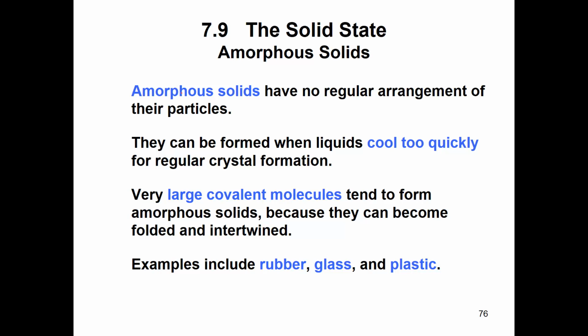Now the amorphous solids don't really have a regular arrangement. They're just packed very closely together. They can be formed when we cool solids down too quickly for them to get their nice regular crystal pattern. Very large covalent molecules also tend to form these amorphous solids because they can get all twisted around each other. Examples of amorphous solids are rubber, glass, and plastics.